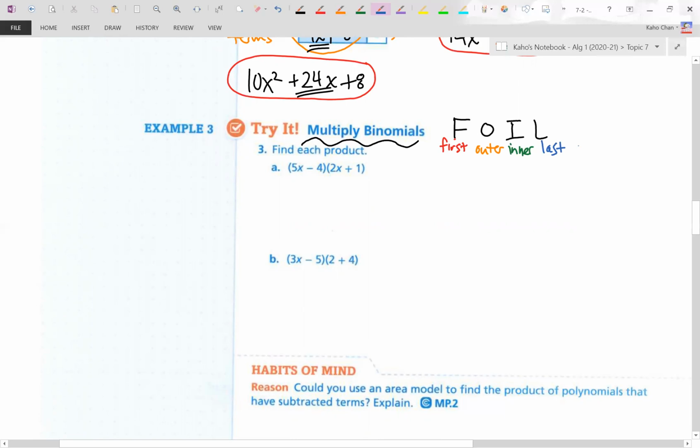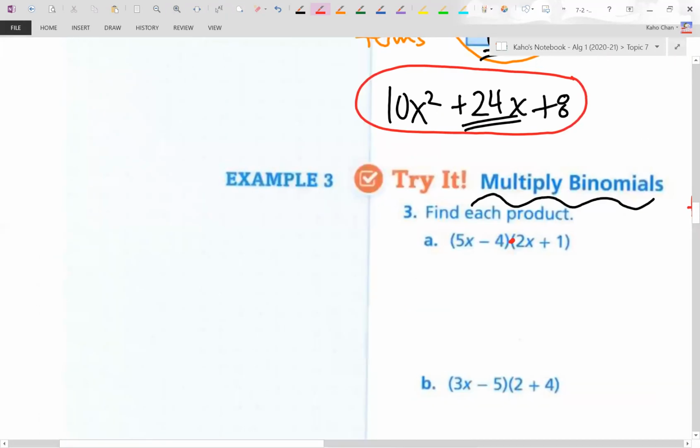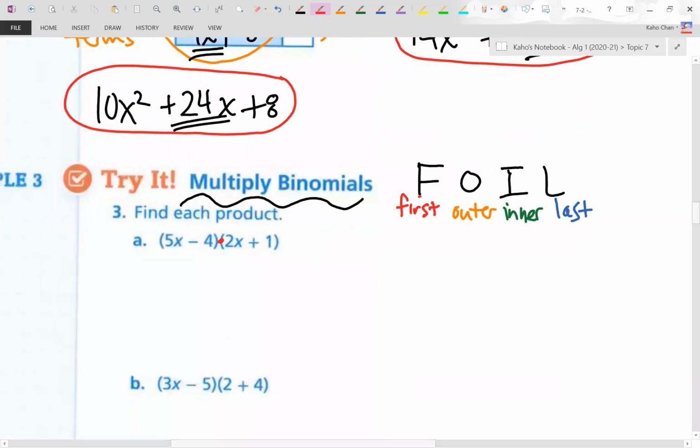I'm going to do number 3A both ways. We have 5x minus 4 as my first binomial times 2x plus 1 for my second binomial. Let me zoom in a little bit so you can see a little better. All right, let's go ahead and do this thing called FOIL, which is basically the distributive property with 2 rows, basically. All right, here we go. Those are my first terms. Those are the first terms of both binomials. 5x times 2x.